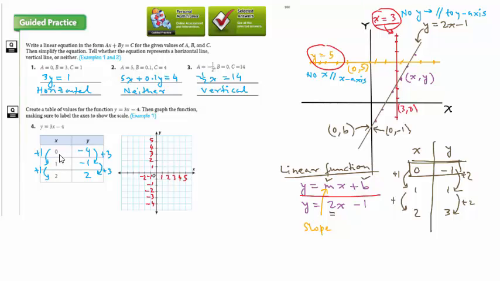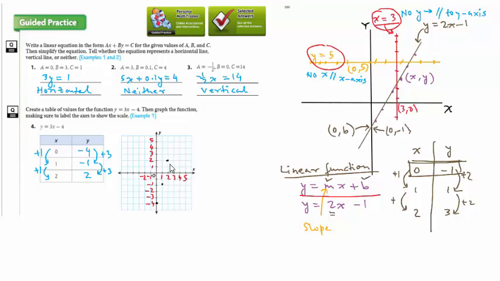Okay, so when x is 0, y is -4. Which point is it? It's this point. Another way to look at this is, this b is -4 and b is nothing but the y-intercept, meaning the point at which the line will cut the y-axis. That's -4. Okay, when x is 1, y is -1. When x is 2, y is 2.